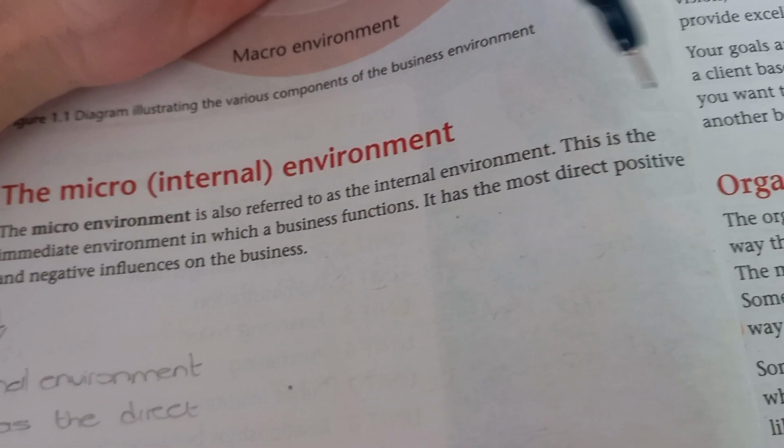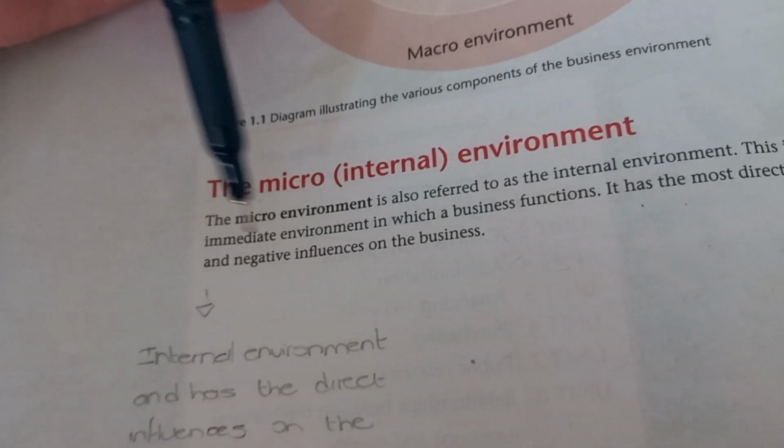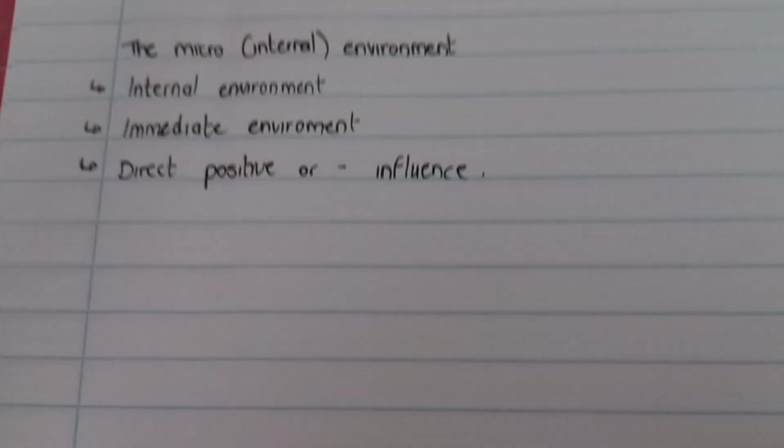Okay. So once you've got that, you're going to look for your next keyword. So here it says this is the immediate environment in which a business functions. So you can write immediate environment, okay? And then we obviously know that it has the most direct positive and negative influences on the business. So here you'll say direct positive or negative influence.